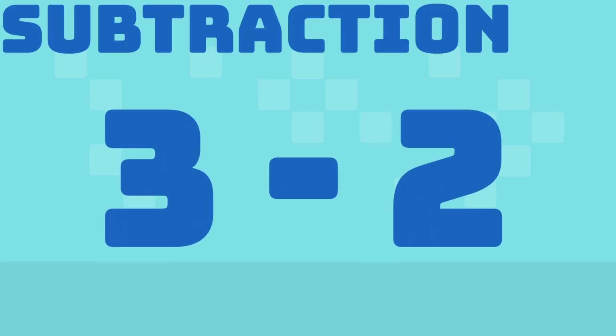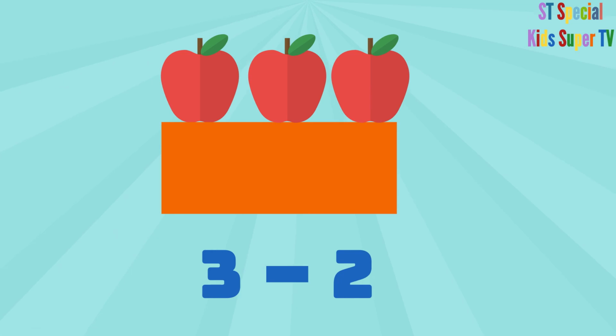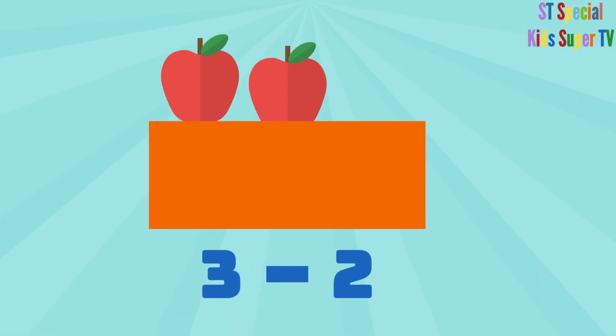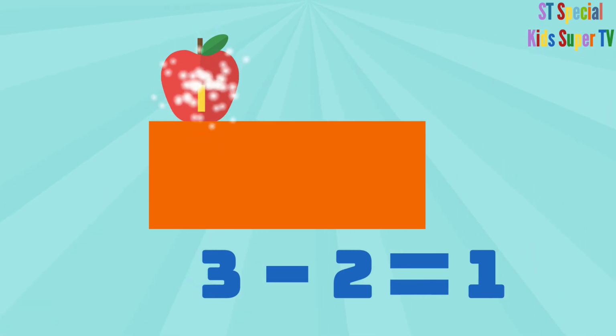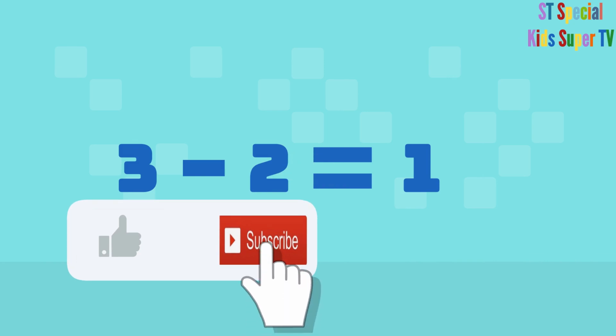Let's now calculate 3 minus 2. 1, 2, 3 apples minus 2 apples. So we take away 1, 2 apples. The answer is 1 apple. So 3 minus 2 equals 1.